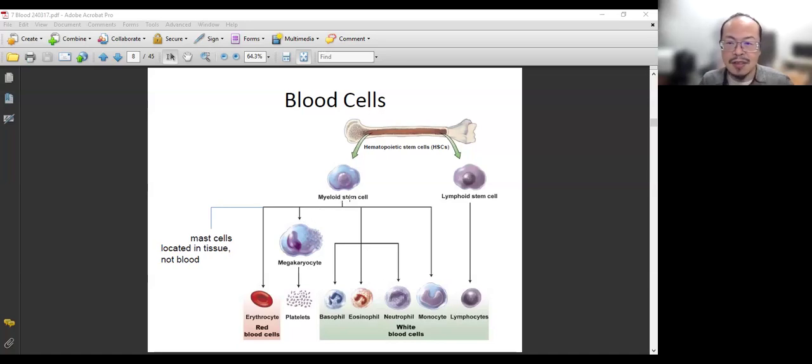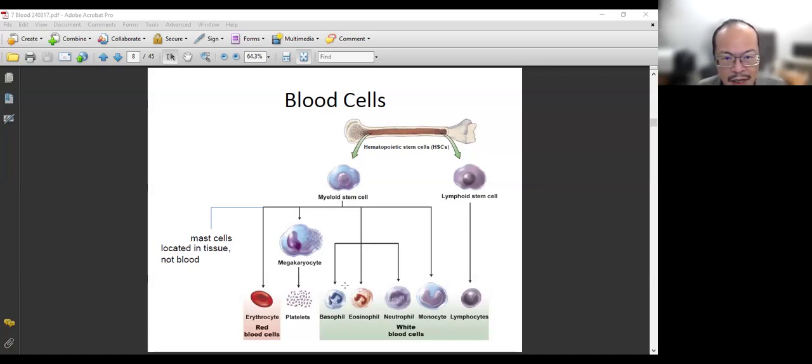The myeloid stem cell will further differentiate into all different other cells, including mast cells. This is not a blood cell. Once it's differentiated into mast cells, they move into the tissue. It's part of our immune system, a kind of surveillance agent on the front line to detect any intruders. That also differentiates from the myeloid stem cell.